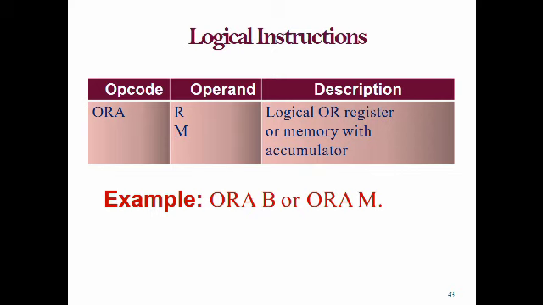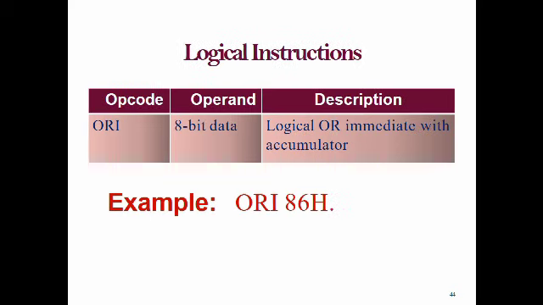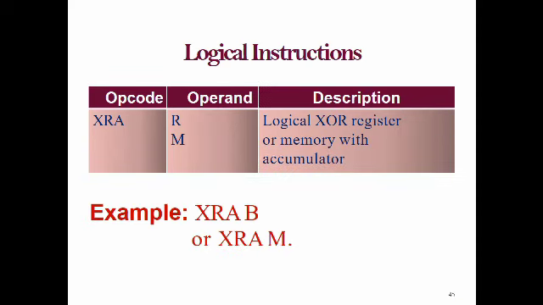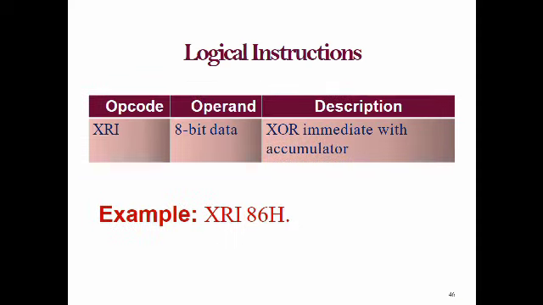Next instruction is ORA R or M. It will logically OR the contents of the register or memory location with the accumulator. ORI 8-bit data will logically OR the immediate data with the accumulator, and the result will be in the accumulator. XRA R or M will logically XOR the contents of the register or memory location with the accumulator. XRI 8-bit data will XOR the immediate data with the contents of the accumulator, and the result will be in the accumulator.